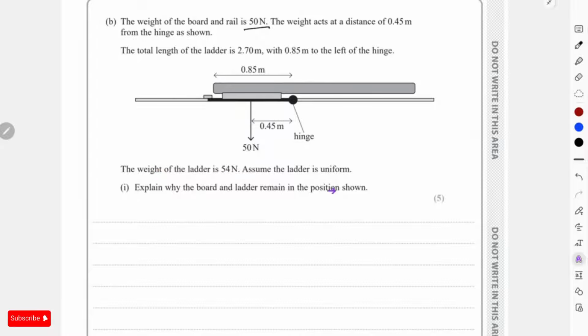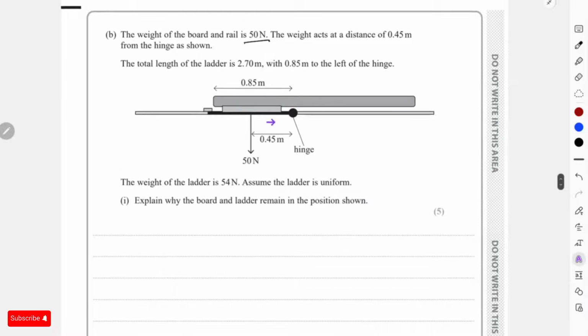Explain why the board and ladder remain in this position. They're assuming that, even though the ladder is obviously kind of open after this board, why does it stay in this position? Why doesn't the board fall off and the ladder slide down, whenever it's not in use? Why does it remain in this position?